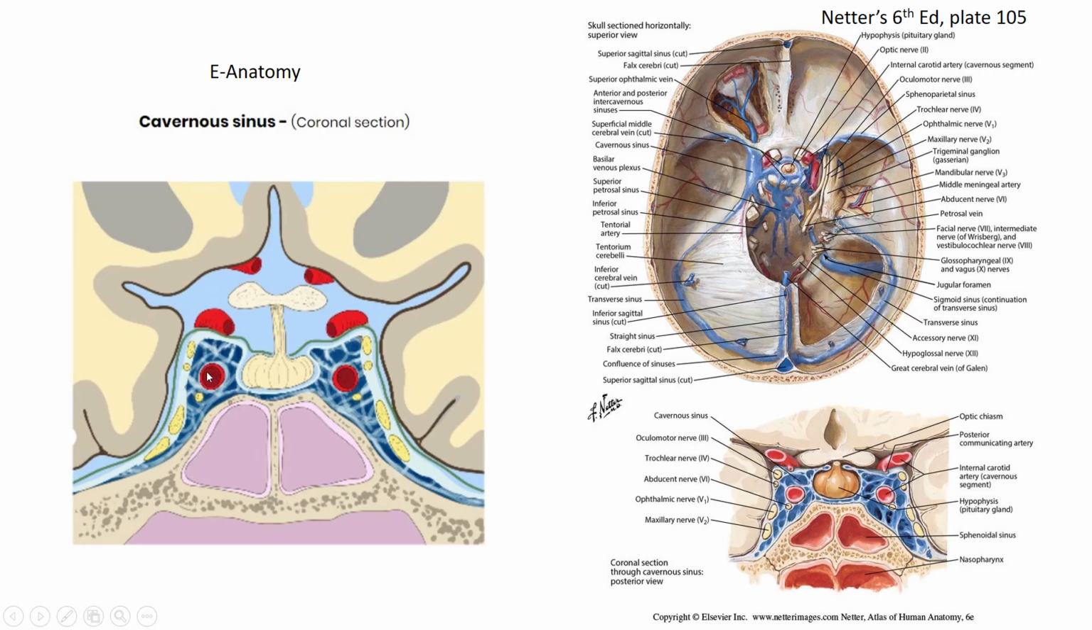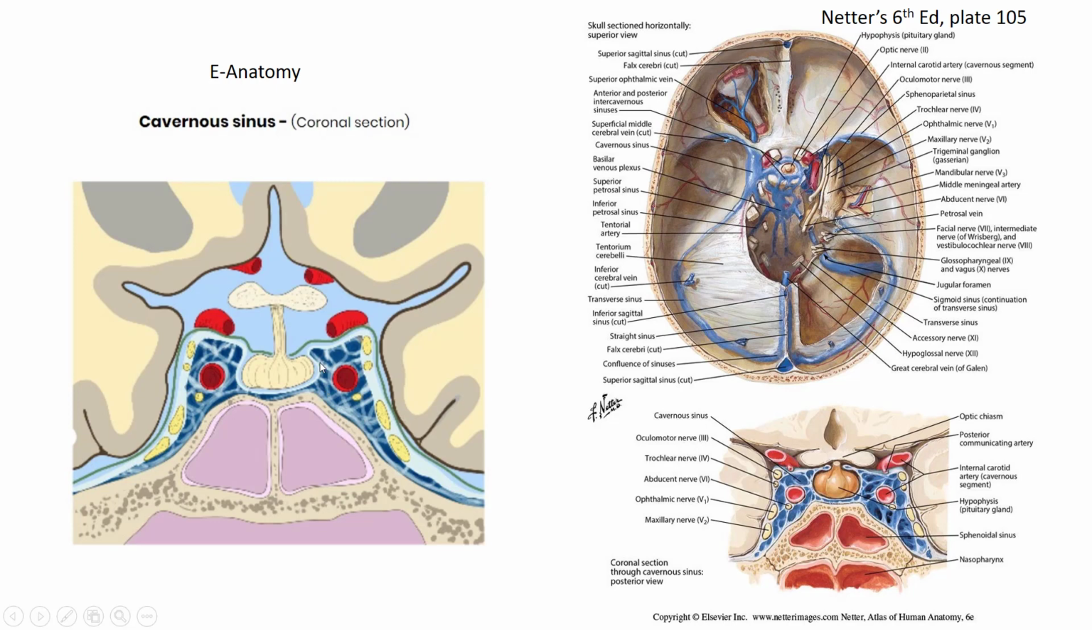Internal carotid artery, and then we have the third, fourth, sixth, and one and two branches of the fifth. So we've got the trigeminal nerve, which is the fifth cranial nerve, and the first branch and the second branch of that trigeminal nerve. So this is the ophthalmic, and this is the maxillary branch. As well, we've got the anterior communicating arteries here. So this is a nice coronal view, whether you look at it labeled or unlabeled in E anatomy, and the same thing in Netter's. It's a nice place to review how that anatomy comes up through the brain and in the cavernous sinus itself.